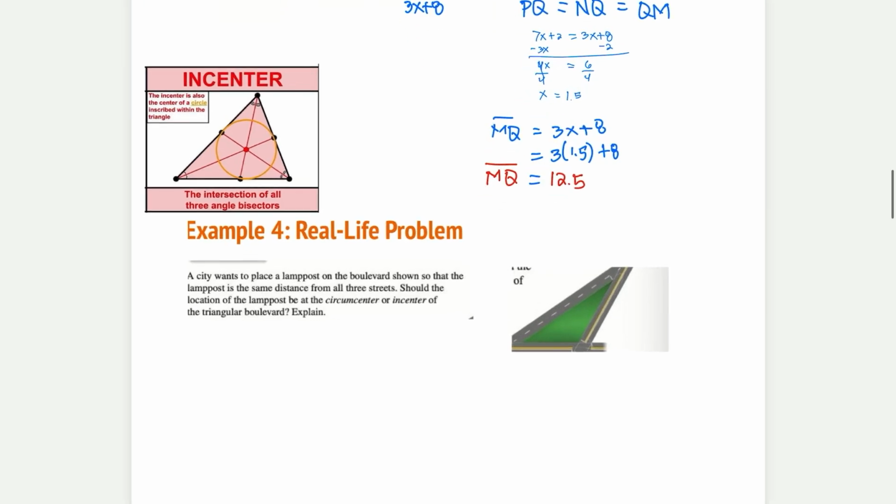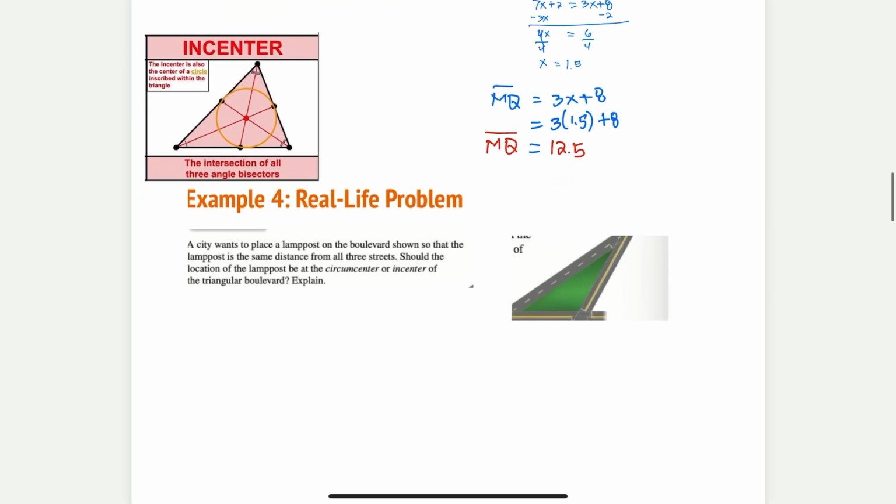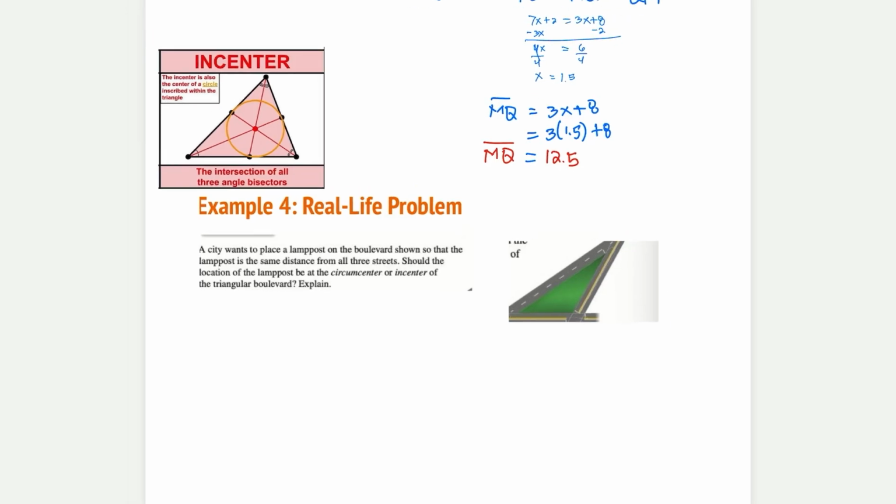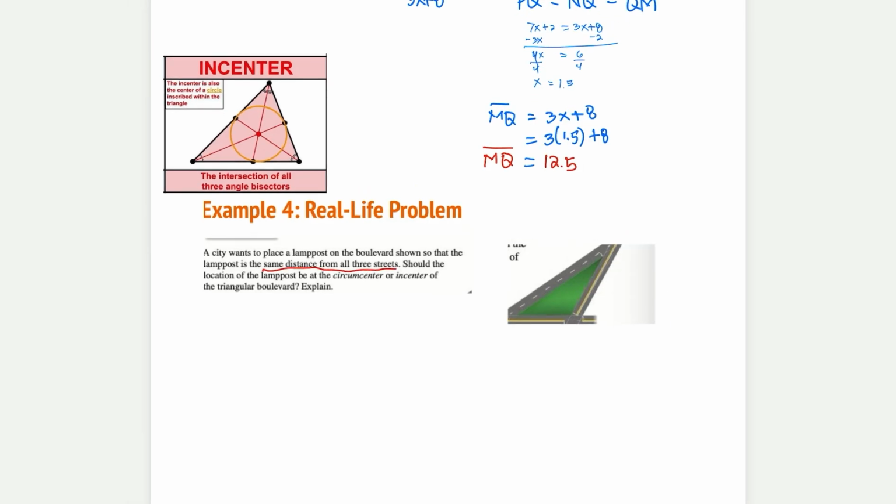Now, let's have a last example here, the real-life example. On this one, the city wants to place a lamppost on the boulevard shown so that the lamppost is the same distance from all three streets. Should the location of the lamppost be at the circumcenter or in-center of the triangle boulevard? Explain. Because it's saying same distance from all the streets, as you have seen in our figure here, we have the streets here.